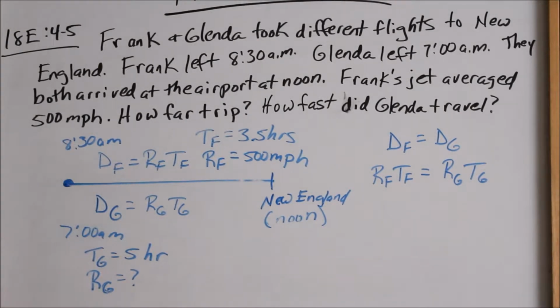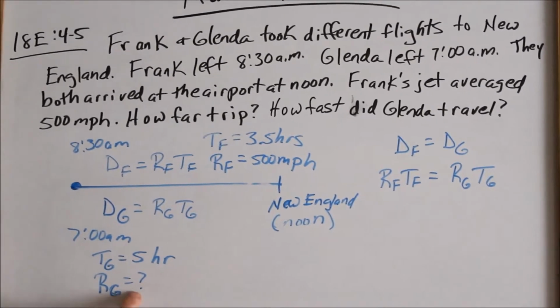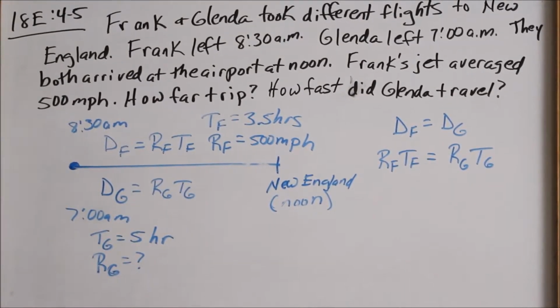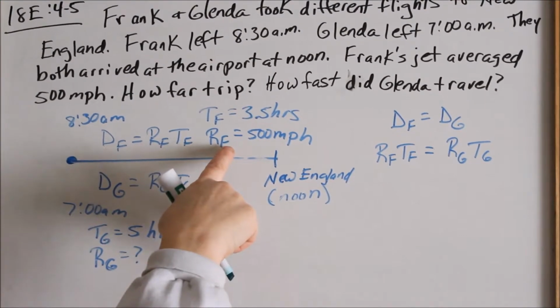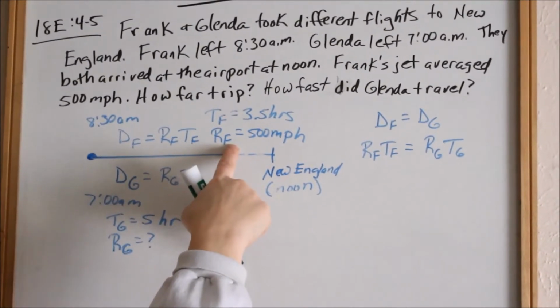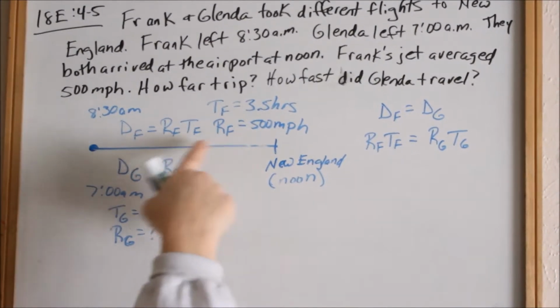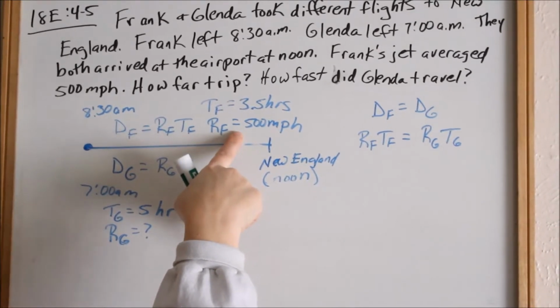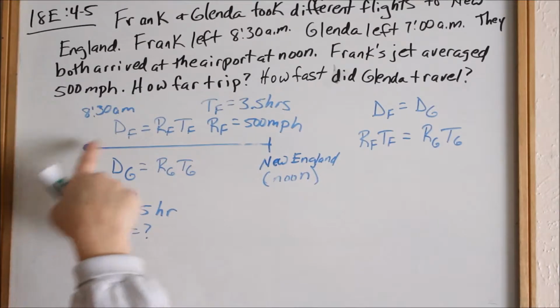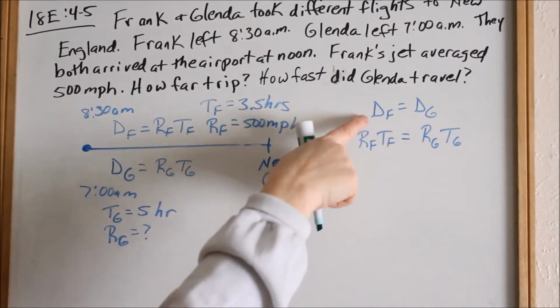Alright, I gotta switch colors here to green because that blue is not showing up very well. Alright, so we don't know Glenda's rate. And then it also wanted to know how far is the trip. Well, up here, distance equals rate times time. We actually have enough information up here to determine the distance because we have all of Frank's information. Frank's rate times his time will equal the distance. And the distance is the same for both Frank and Glenda.